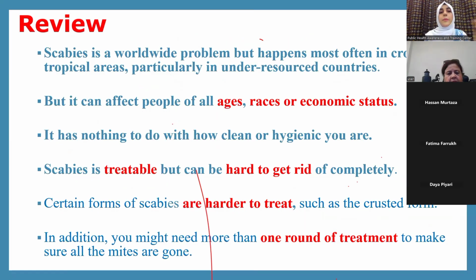Scabies is a worldwide problem. It happens most often in crowded, tropical areas, particularly in under-resourced countries. But it can affect people of all ages, races, or economic status. It has nothing to do with how clean or hygienic you are. Scabies is treatable but can be hard to get rid of completely. Certain forms of scabies are harder to treat, such as the crusted form. In addition, you might need more than one round of treatment to make sure all the mites are gone.